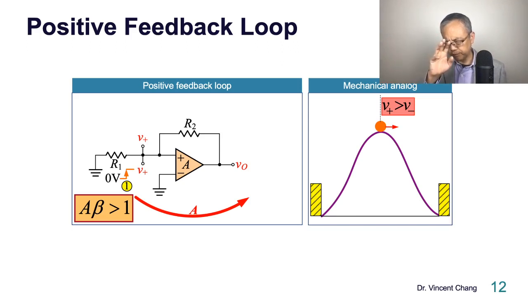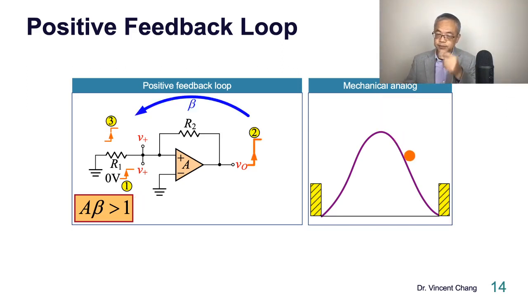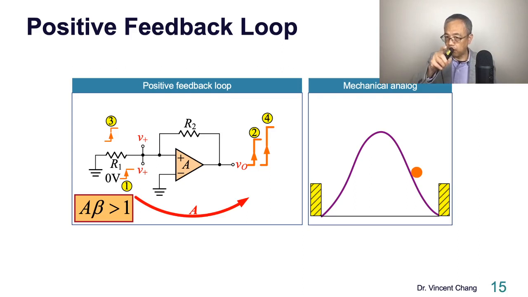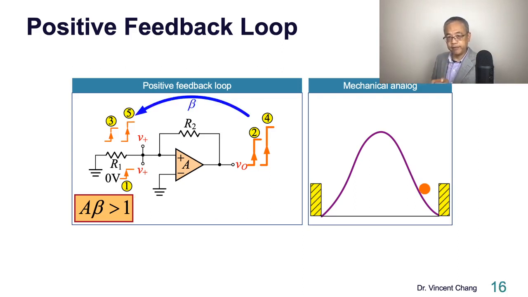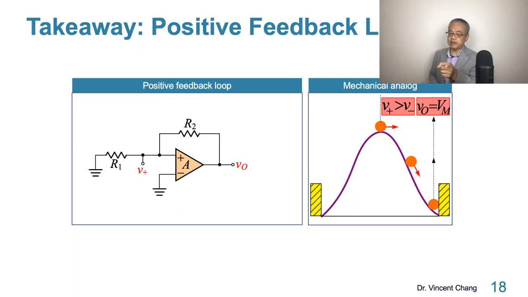What's the analogy of the ball moving toward the right? It can be explained as V positive being greater than V negative, right? And then the ball will go like this. It's going to initiate a positive feedback process, right? In the analogy, the ball will go to one side of the hill and sit there, stuck there. This corresponds to the output of the op-amp reaching the positive saturation voltage, which is V capital M.